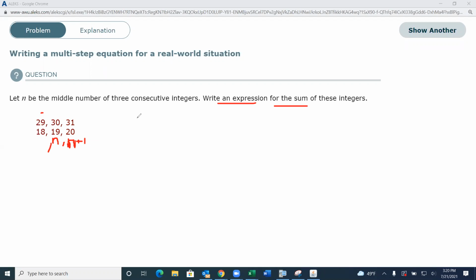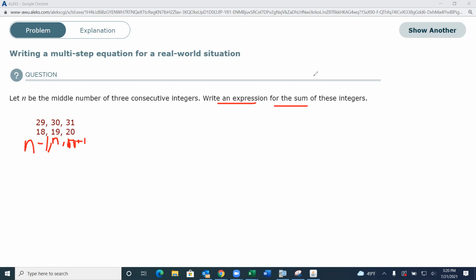And these guys here are always what compared to the middle number? Well, they're always smaller by 1. So the middle number reduced by 1. Bam. That's it.